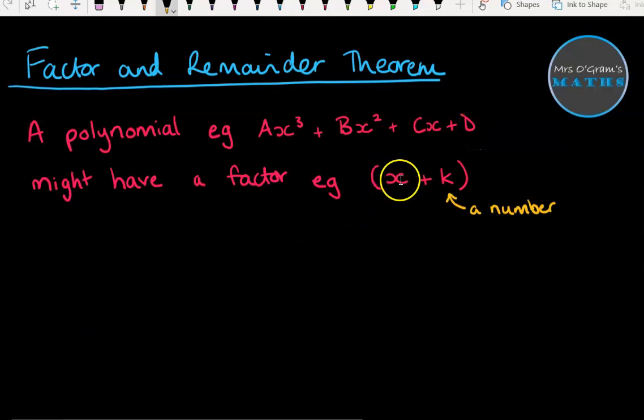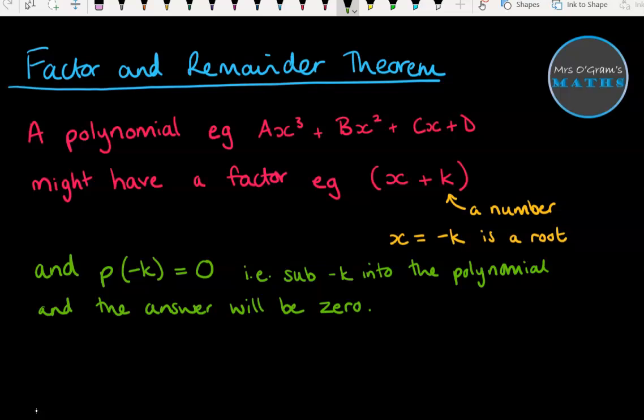Now, if something is a factor of something else, it means that it divides exactly into it. And it has the nice property that you already know from quadratics, that if this is a factor, then x equals minus k is a root. And what that means is that if I put minus k into this polynomial, it will go exactly into it and make the answer 0.